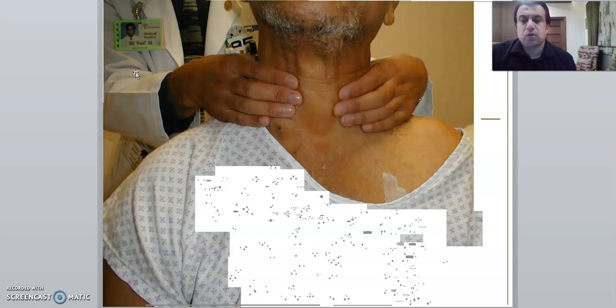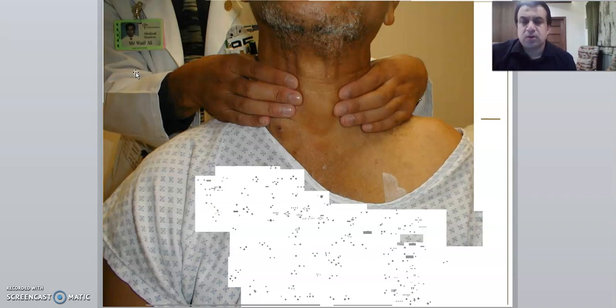Why does it move up? Because it is attached to the trachea through the pretracheal fascia. This is a frequently asked question in viva: why does the thyroid gland move up in deglutition or swallowing? You are just going to say that since the thyroid is attached to the trachea through the pretracheal fascia, once the patient swallows, the trachea moves upward, and so does the thyroid gland.